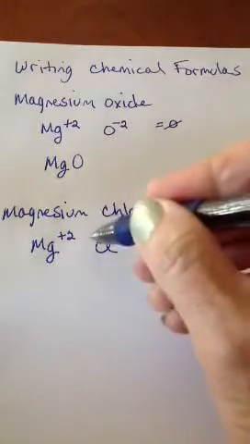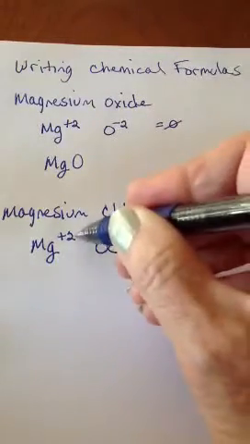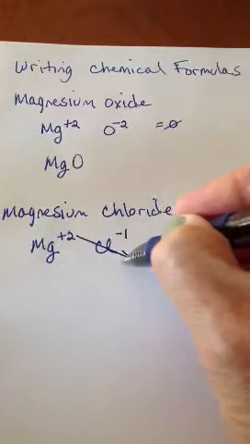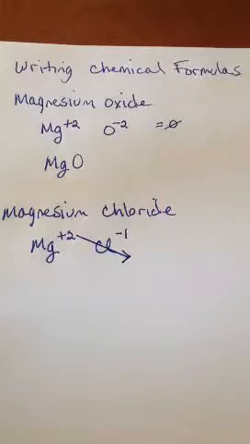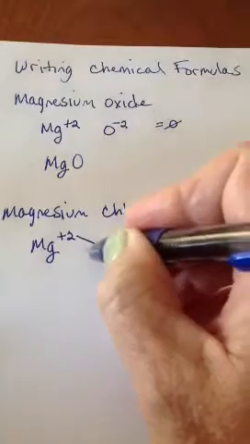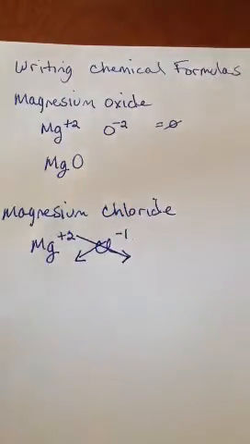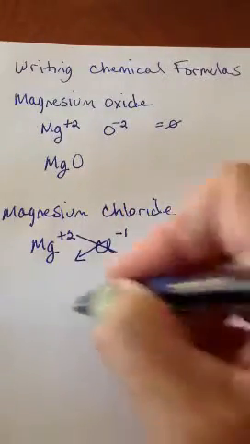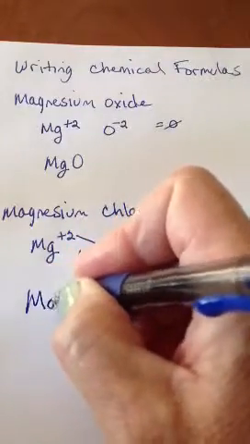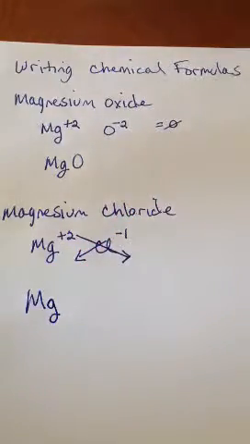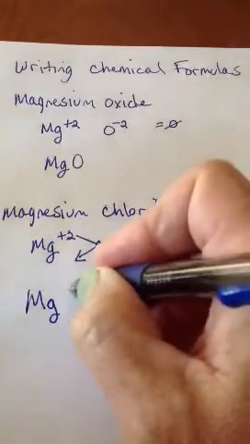And in the crisscross method, we don't worry about how many we need. We just take this number and put it as a subscript on the bottom of the chlorine, and take this number and put it on the bottom of the magnesium. So our formula would be Mg. Now you might remember in chemistry, 1s are always understood. We don't usually write them.